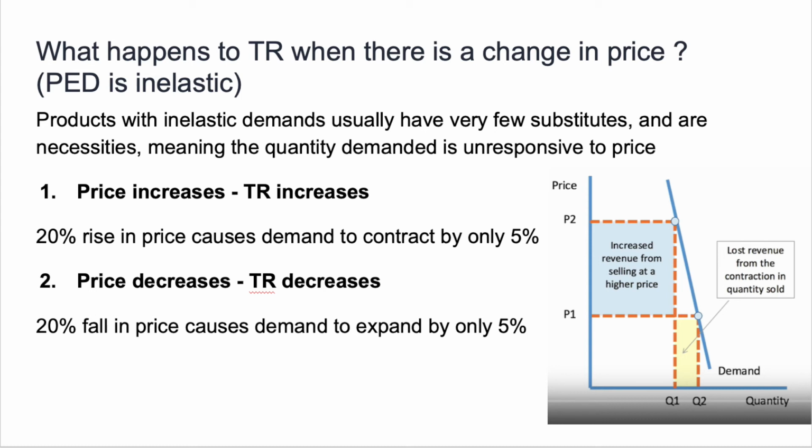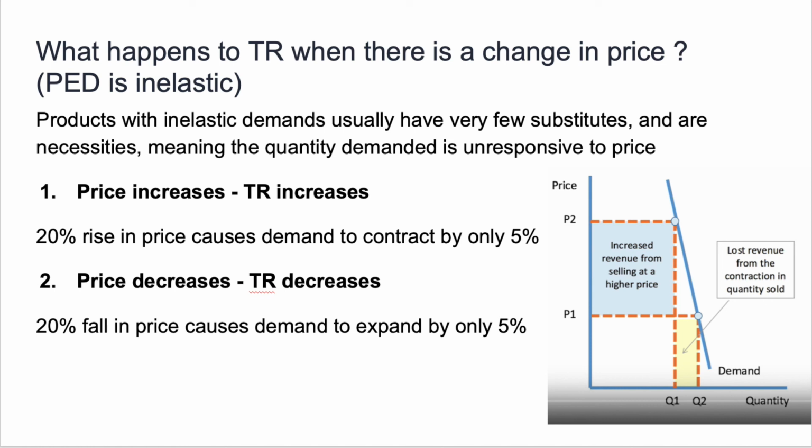Now, there are two scenarios when there's a change in price. Firstly, when the price increases. Let's look at the graph. A 20% rise in the price only causes demand to contract by only 5%. This means that they're going to be earning significantly more because 20% is much larger than 5%, and therefore the total revenue will increase.